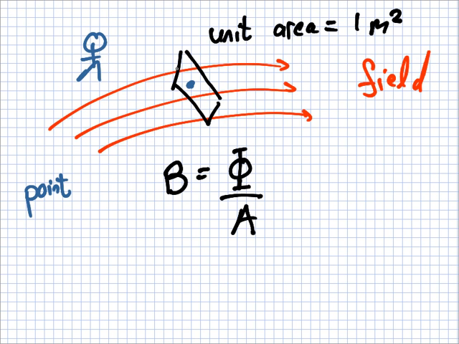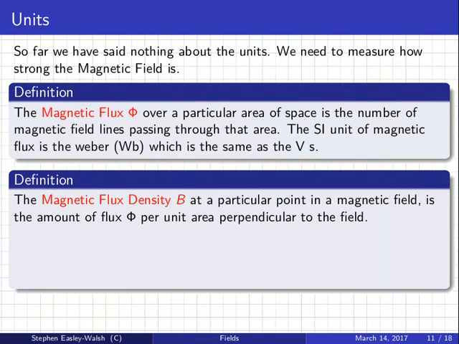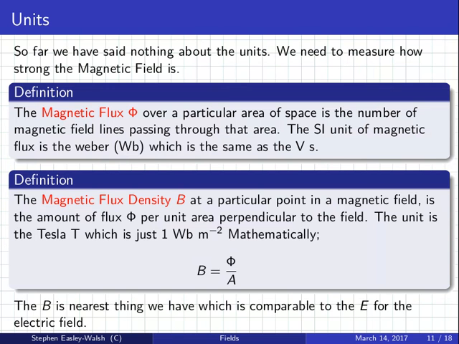And we usually put this perpendicular to the field at right angles. So the magnetic flux density at a particular point is the flux per unit area perpendicular to the field. The unit is called the Tesla, which is just 1 Weber per meter squared. Mathematically, it's this.